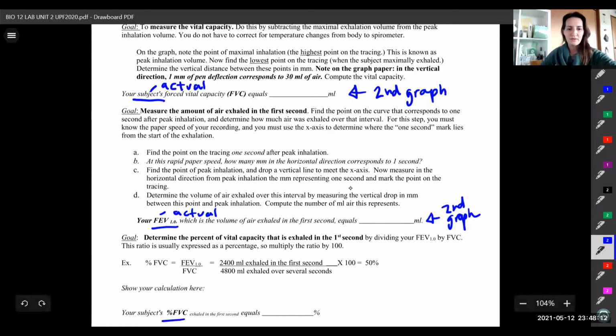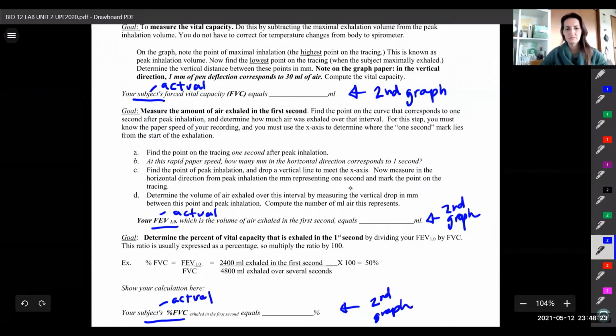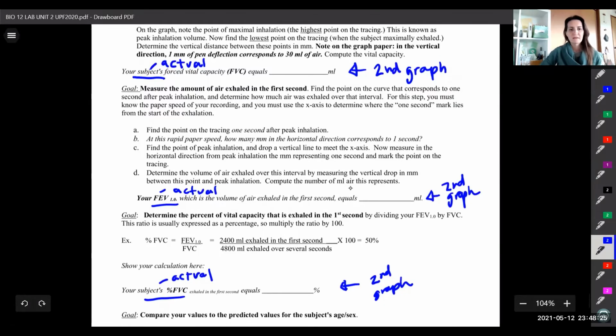And then you write down the ratio that you got. Here's the actual again. And so this is from our second graph. Notice that the ratio is mentioned in two ways, the FEV1 over FVC ratio. That's how I've been describing it. It's also known as a percent FVC, though it's fewer words to describe the same thing, which is our ratio between the two.